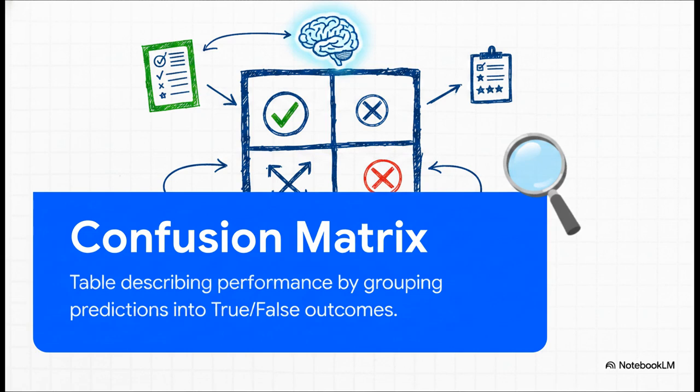And then we've got the confusion matrix. Now, despite the name, its entire job is actually to make sure you aren't confused. It basically acts as the ultimate report card for a classification model's guesses. It breaks down performance into true positives, true negatives, false positives, and false negatives. In plain English, it tells you exactly where and how your model is getting confused.